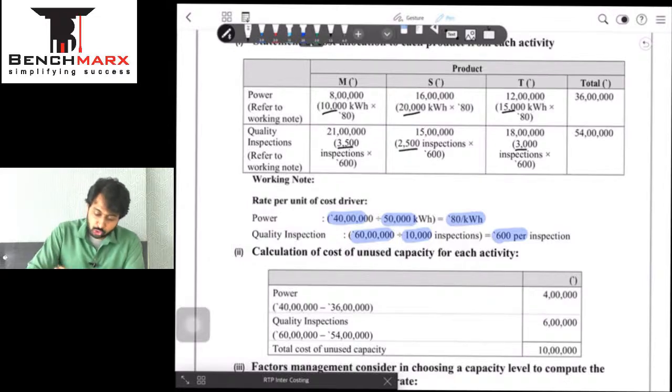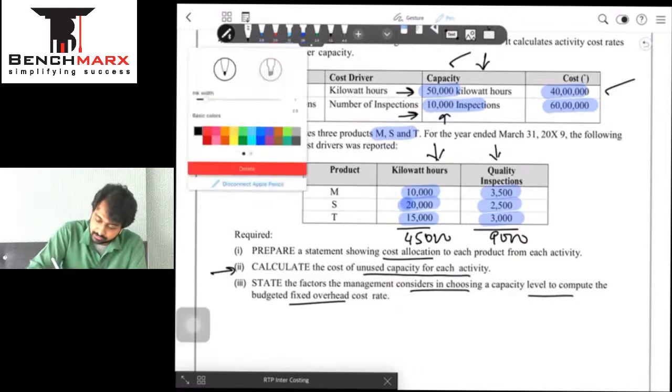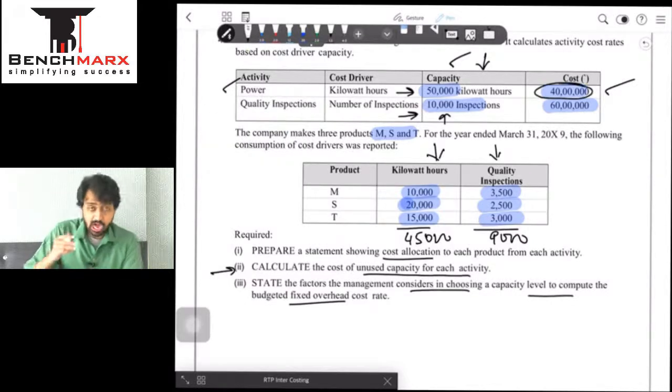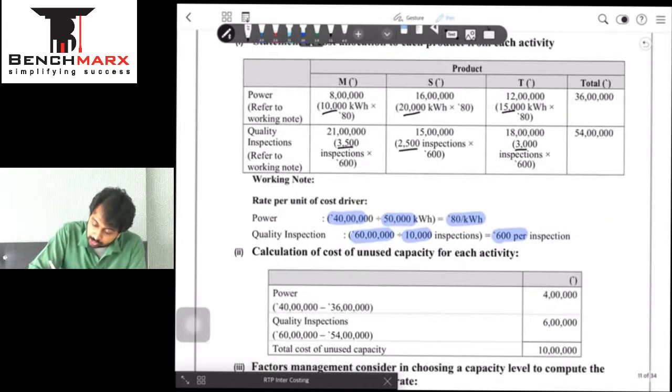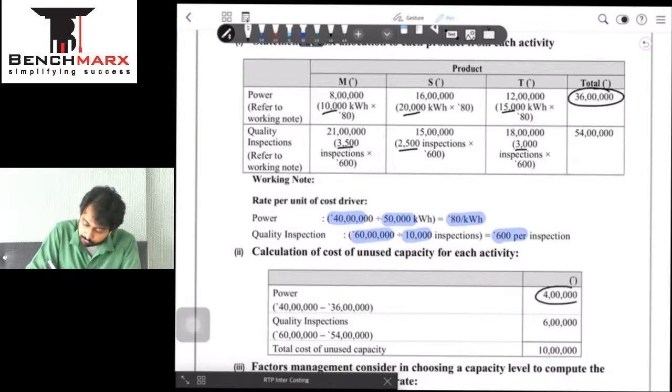Now tell me, what was the total cost of power? Can I say total cost of power was 40 lakhs? This figure. Yes, out of 40 lakhs, how much is allocated to M, S and T? Can I say total 36 lakhs? Yes. So 40 lakhs incurred, 36 lakhs was allocated depending on the kilowatts. The unused capacity is the balancing figure of 4 lakhs.